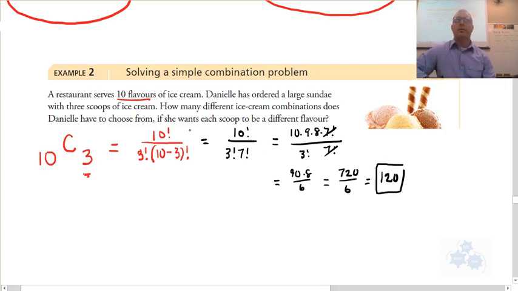Any questions about example 2? Okay. So make sure you know what a combination question looks like. And this is on page 275 of your Foundations of Math text. Okay, come look at that.